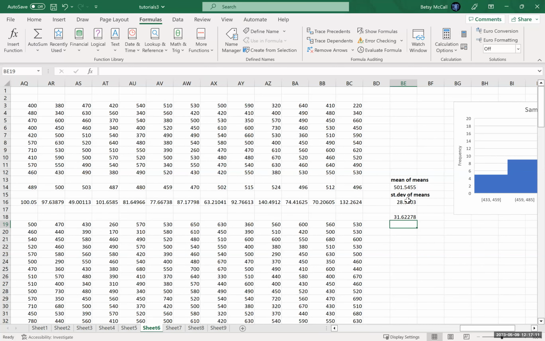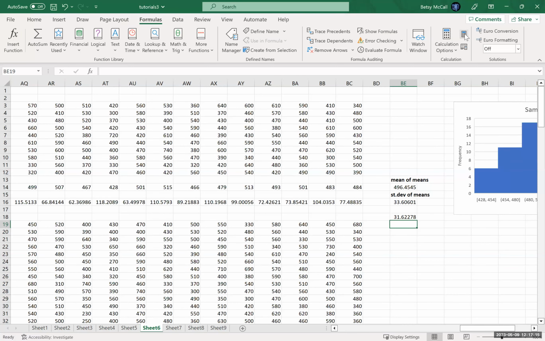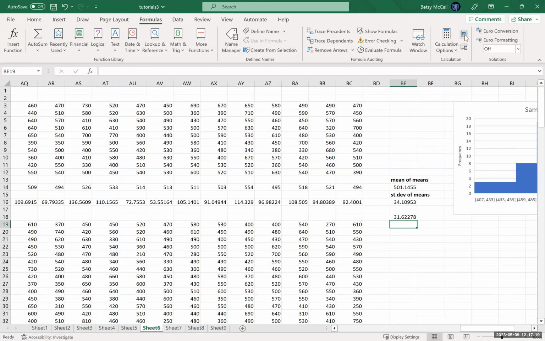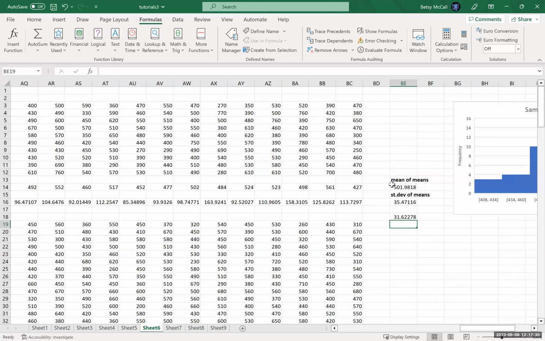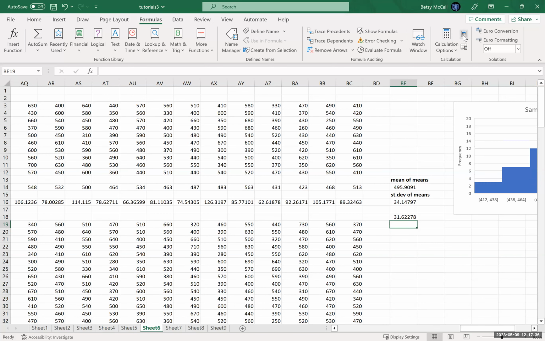500, the mean is closer. My standard deviation is a little lower. And again, you can see everything kind of stays, the standard deviations of those means in the 27, 28 to 30, 31, 32 range, 34 in this case. And my mean of my means is all staying, again, in that ballpark of 500, give or take.